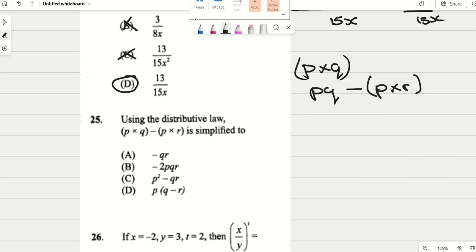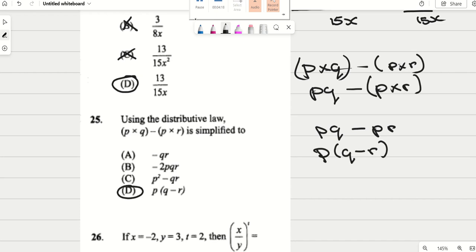So let's just scrap that, what I just now did. Let's do this. P multiplied by Q is PQ, and then P multiplied by R is PR. So we have PQ minus PR. And then what does PQ and PR have in common, guys? They have P. So it's P open bracket Q minus R. So the answer is D.